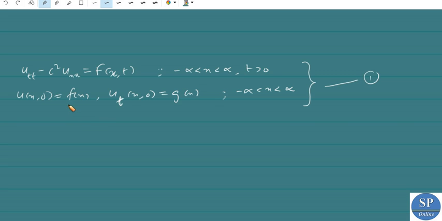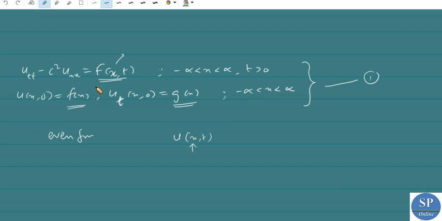Suppose the initial data f of x and g of x are even functions, and also the function capital F, that is the external force, is also an even function as a function of x. Then the solution u is also an even function as a function of x.